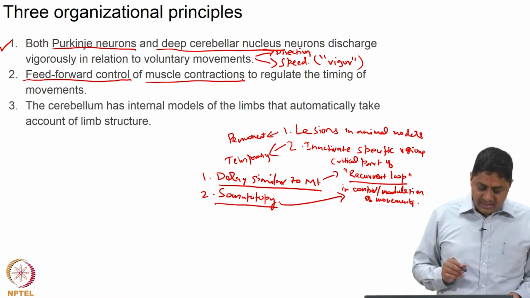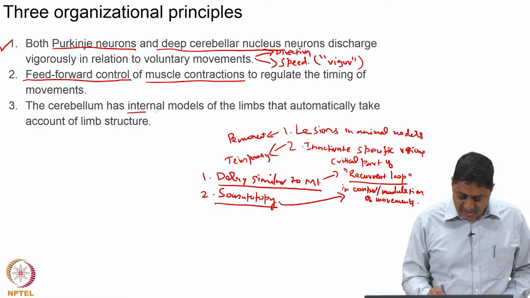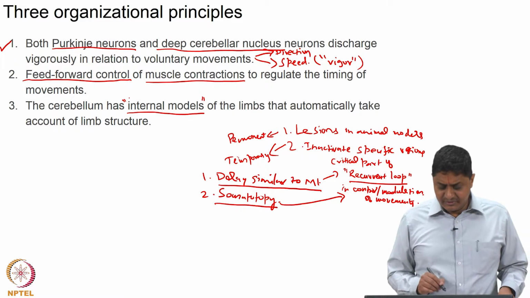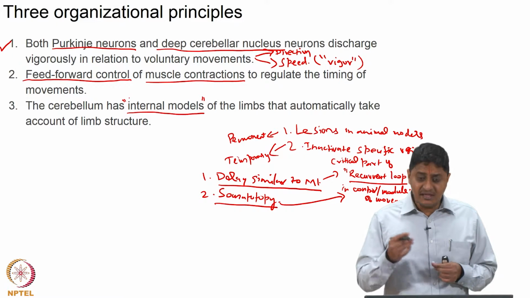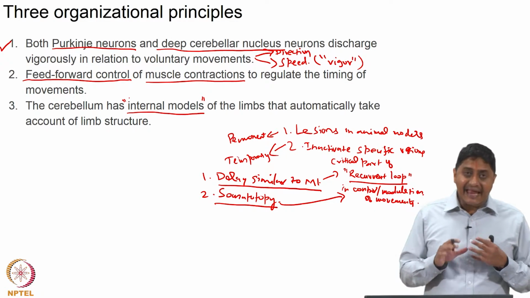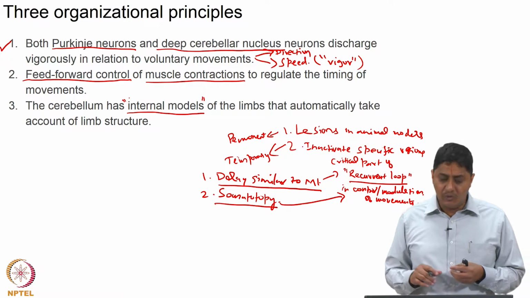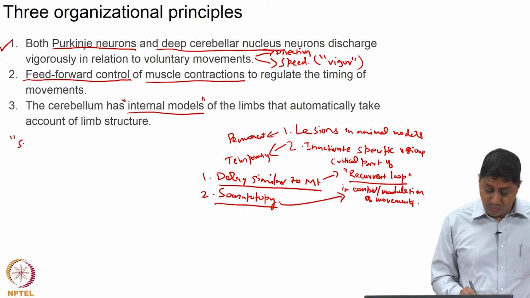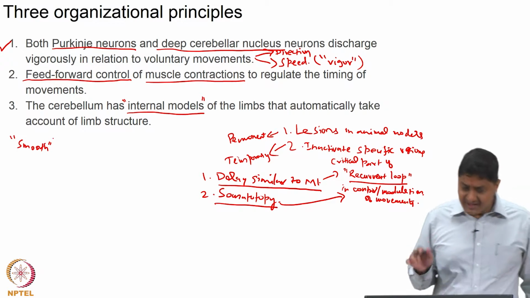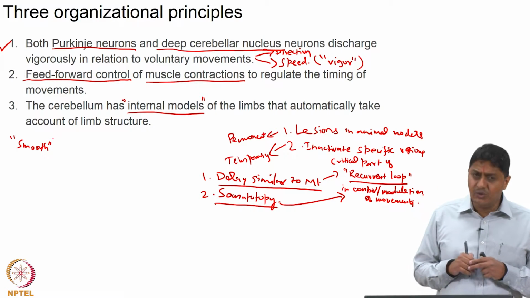Okay. Then the third is a controversial claim, that the cerebellum has internal models, I am putting it in quotes. So, in some sense at least the following is known, that when you are making a movement, the limb structure and the dynamics, the mechanics associated with the movement must be properly accounted for to ensure that the movements are smooth. And it is now well accepted that humans are extraordinarily good at performing smooth movements. How do we do this?